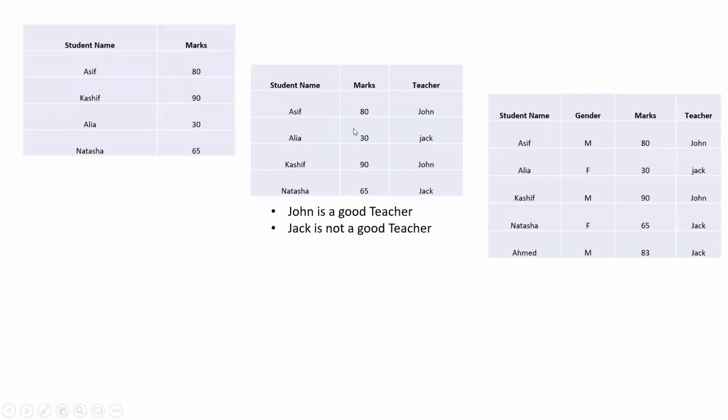Then I do another thing on the third table. I added another column, the column of gender. Can someone unmute themselves and give me some information that they think can be generated from adding another column of gender? Anyone who can unmute themselves.